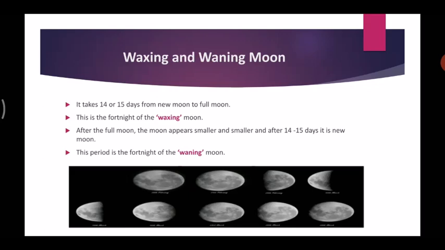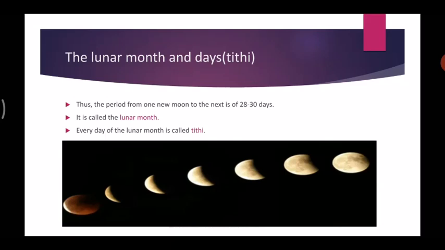the full moon, it appears smaller and smaller, and after 14 to 15 days it is again a new moon. So this period of 14 to 15 days is another fortnight, and that fortnight is called the waning moon. Let's move to the next slide.